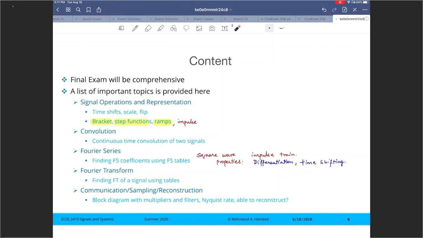And the best way to prepare for this is to review the homework problems and take a look at some back exam problems. So wherever you see a block diagram and a bunch of multipliers and filters, try to go and take a look at that. Okay, let's see.